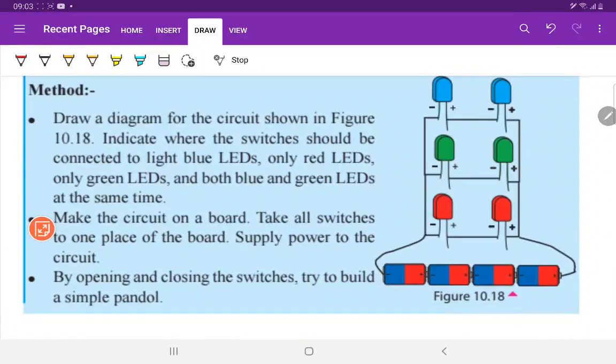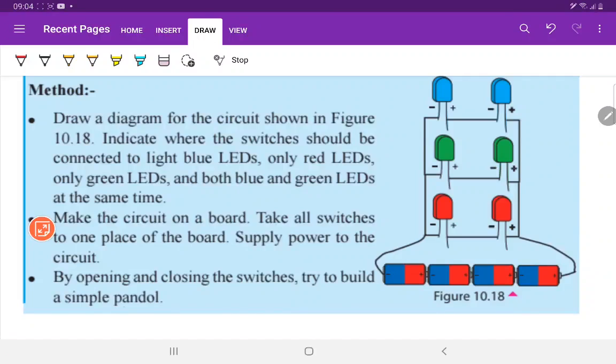The method: draw a diagram for the circuit shown in figure 10.18 and indicate where the switches should be connected to light blue LEDs only, red LEDs only, green LEDs, and both blue and green LEDs at the same time. Make the circuit on the board and take all switches to one place of the board and supply power to the circuit by opening and closing the switch.